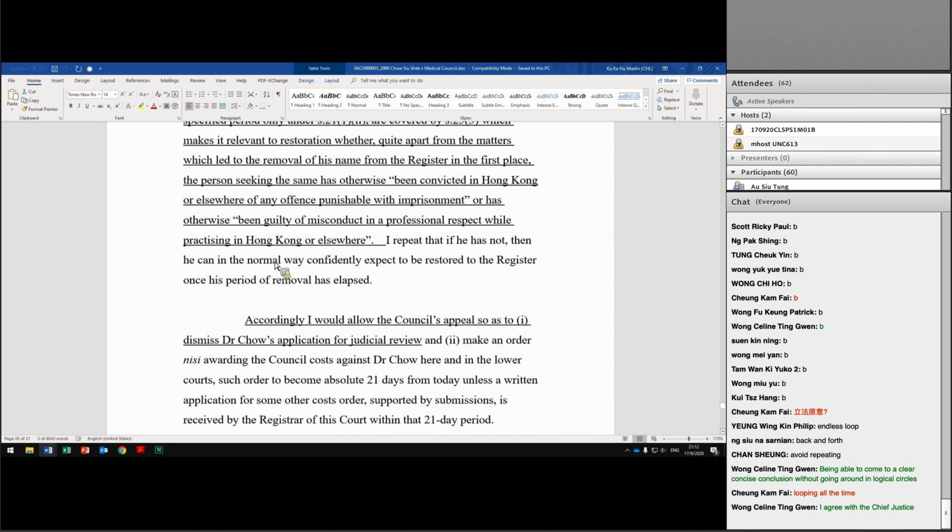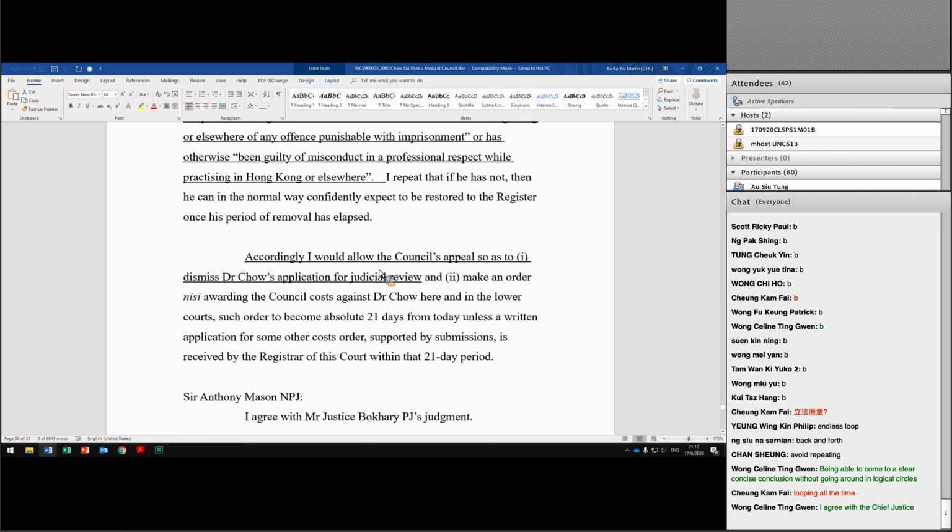So at the end of the day, the outcome is that the court would allow the council's appeal, to dismiss Dr. Charles' application for judicial review. We also mentioned the term judicial review. Please note that judicial review does not only apply to government, but also to many public bodies, including university, the medical council, or law society. When those professional bodies or universities have made a wrong decision, the applicant or any people concerned can also take a judicial review.